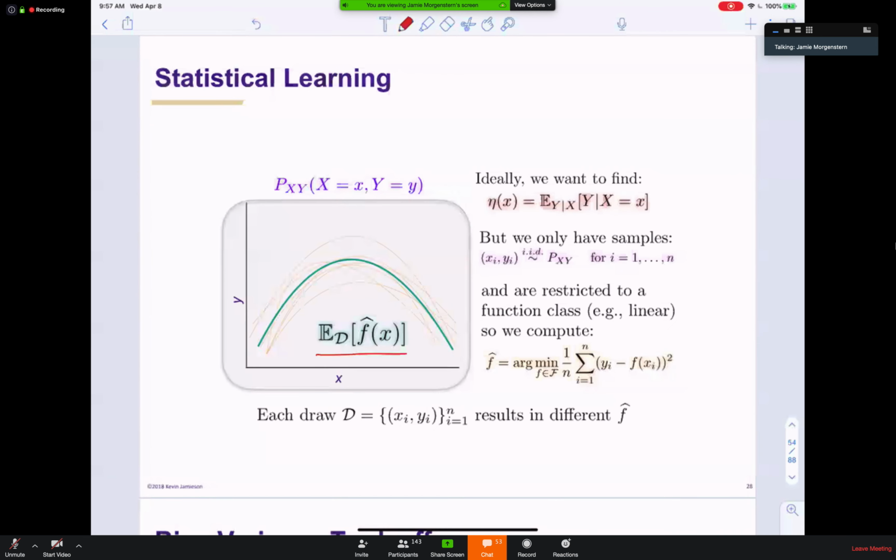So this quantity is something a little bit funny. It's not something we have direct access to. It's thinking about if we drew a random sample, not the sample we have, but a random sample, what would we expect the function f hat to look like? Okay. Does anybody have any questions about that?